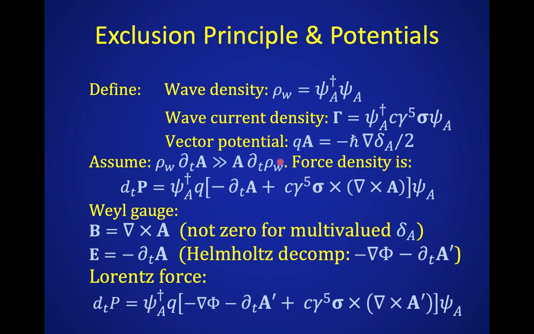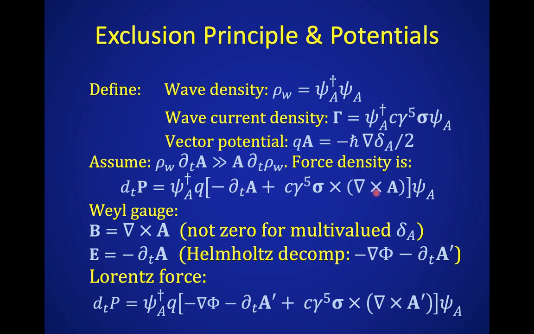Okay. So the force density, if you work that all out, ends up looking like this, where you've got a time derivative of the gradient of the phase shift, and then you've got this curl, this cross product with the curl of the gradient of the phase shift.